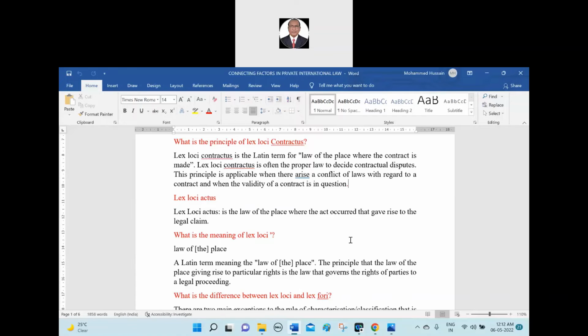Suppose if any accident happened in Kenya, do you have the right in Tanzania to claim damages? I repeat the question. If any accident happened in Kenya, do you have the right to file a case in Tanzania to claim the damages? No, sir. Because the right you will have only in Kenya, because that is the place where the damage or the tort occurred.